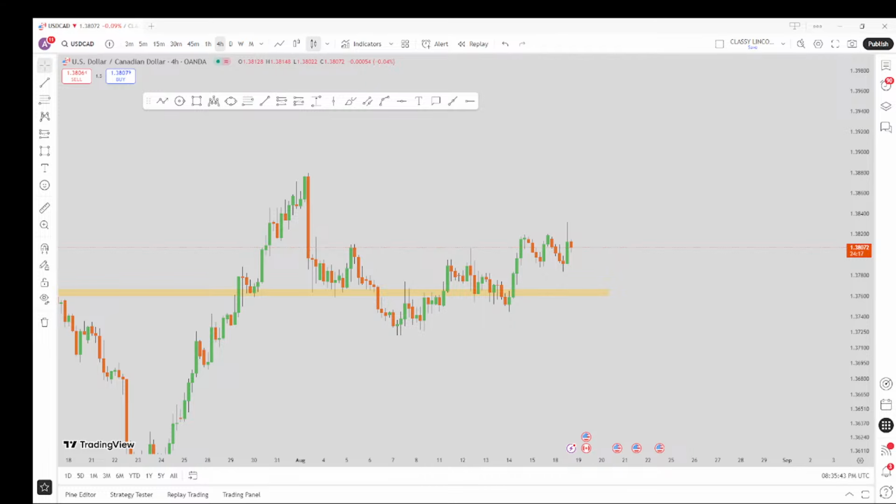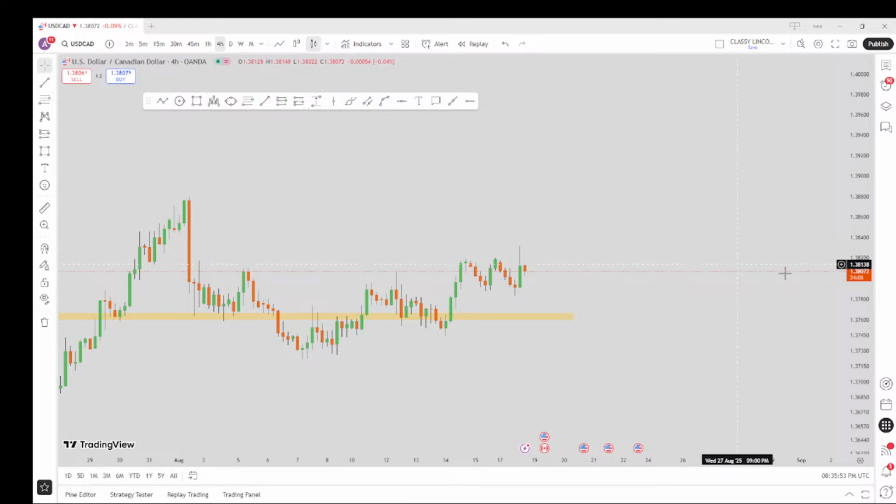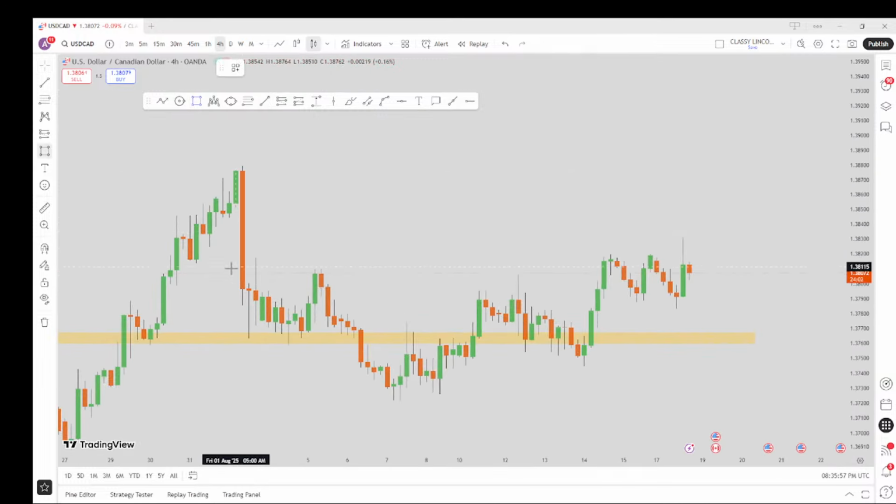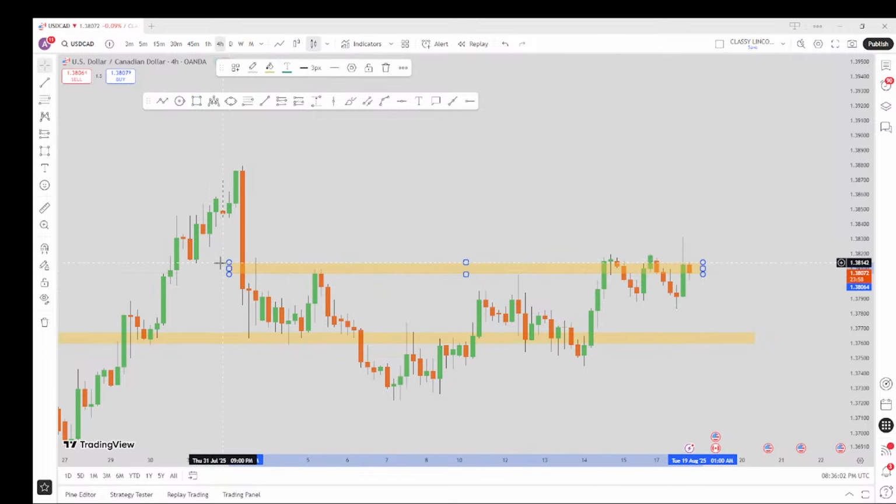Okay, good. That is it. So this is USD CAD for us all. You're expecting more buys on USD CAD, but nevertheless, I'm not done. So practically, you're going to have this zone here that price has been respecting, right?